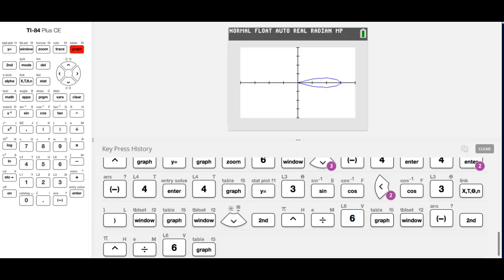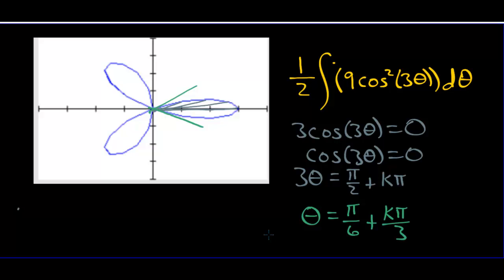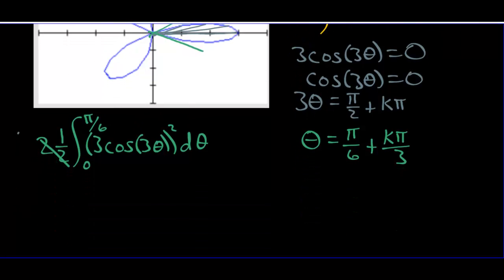So now also another thing, notice there's some symmetry here. So maybe I don't want to go from negative pi over 6 to pi over 6. Maybe I want to utilize the symmetry and do this. Maybe I want to go, I have 1/2, and here is 3 cosine 3 theta squared d theta. Maybe I want to go from 0 to pi over 6 and just double it. Maybe that'll work. I think it will. Okay, and that might make it a lot easier on us. So let's see what we've got now.